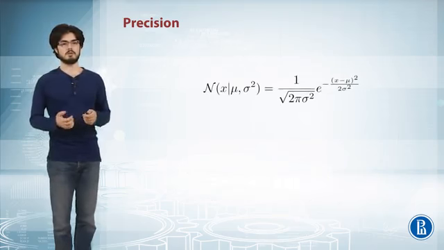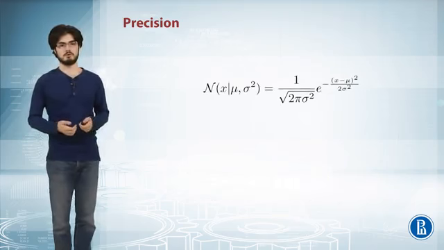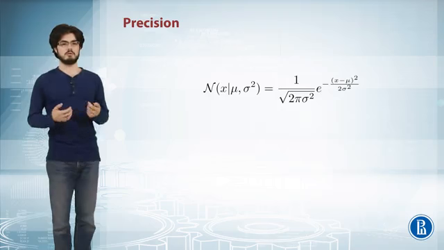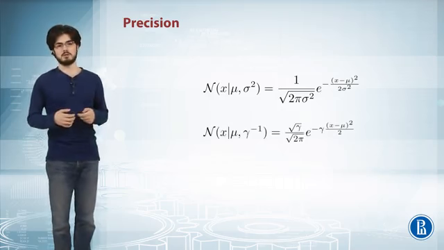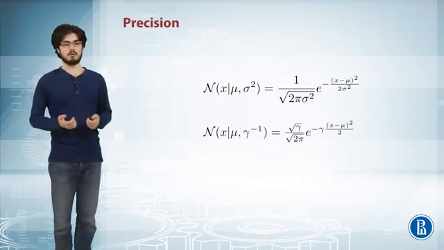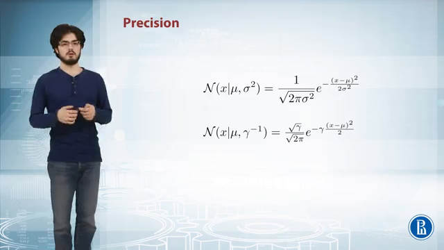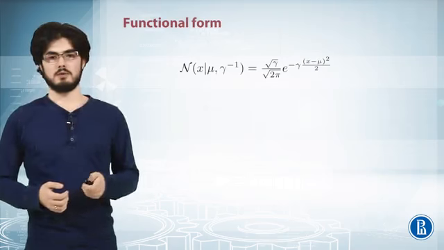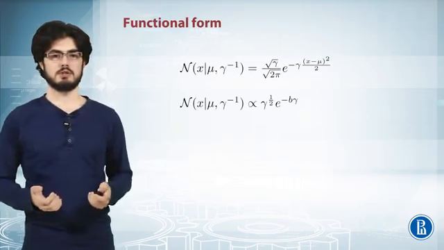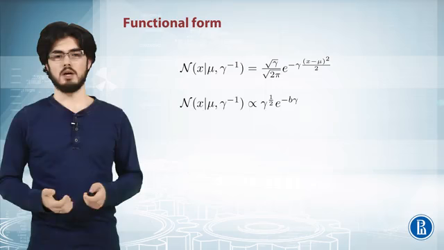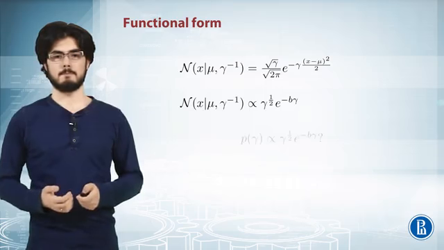So here's the probability density function of a normal distribution. If we replace the variance with the inverse of the precision, we will get the following formula. Now we ask ourselves what is the conjugate prior with respect to the precision. So here's our formula again. If we drop all the constants that do not depend on gamma, we'll get the following function.